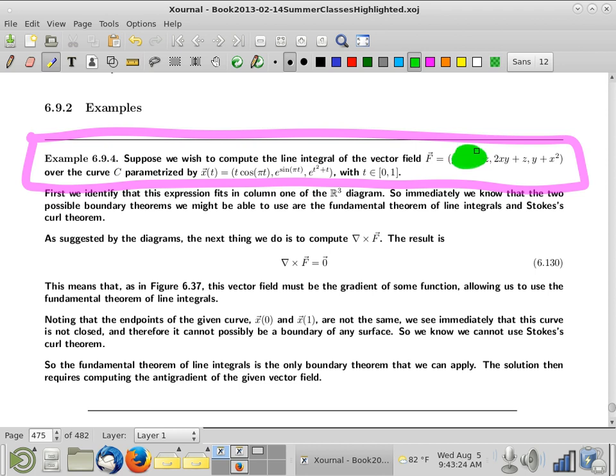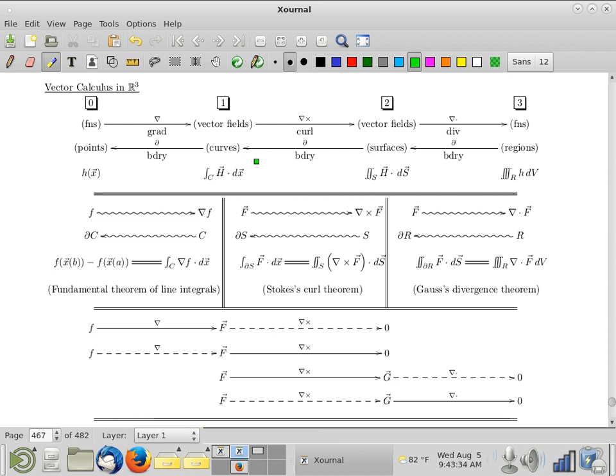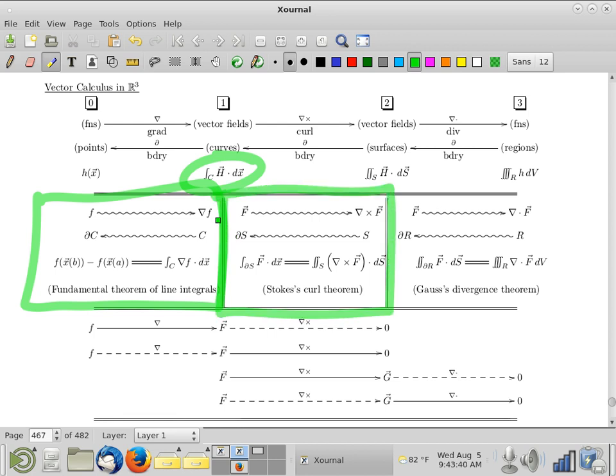Now we'll note quickly there are three components, so we're looking at a line integral in R3. That puts us here. That means that these are our two options: the fundamental theorem of line integrals and Stokes' curl theorem. These are the two boundary theorem options. I hope, fingers crossed, one of these will work out.